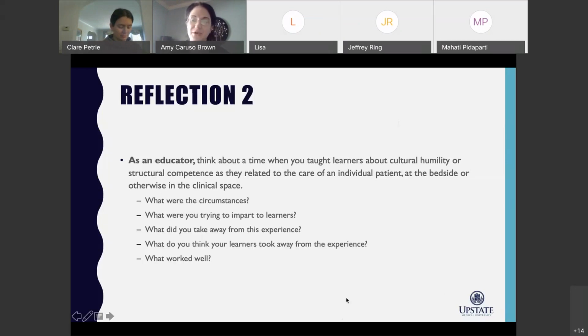Feel free to keep sharing your learner experiences, but I'd like to turn now to, as an educator, how are you teaching about this right now? What are you thinking about when you're rounding, when you're in clinic? And again, feel free to share in the chat how you approach this. What do you try to teach learners? What do you think they take away from the experience? And what do you take away from the experience of teaching about social determinants of health at the bedside?